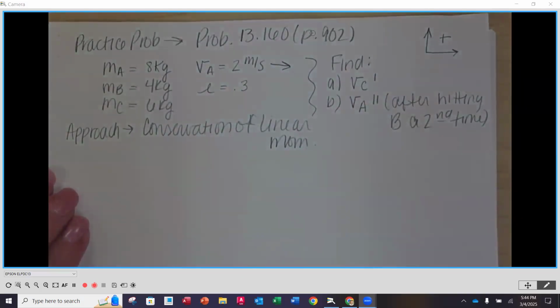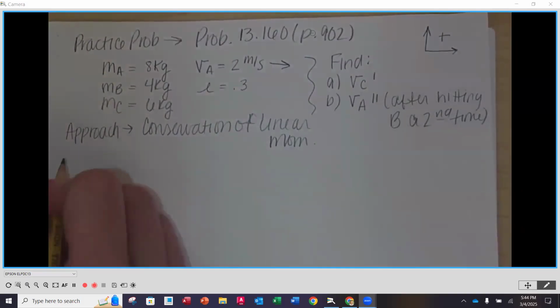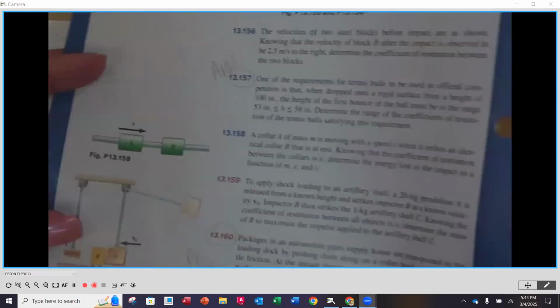Conservation of linear momentum. What that is, is looking at the momentums of the individual bodies before, and then setting it equal to the momentums after. Now, for momentum, I'm going to bring our little diagram back here. We know that A is the item that's moving right now, and the first thing it's going to do is hit package B.